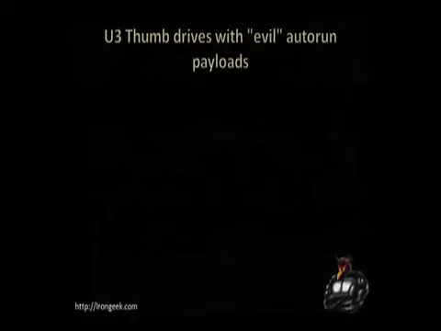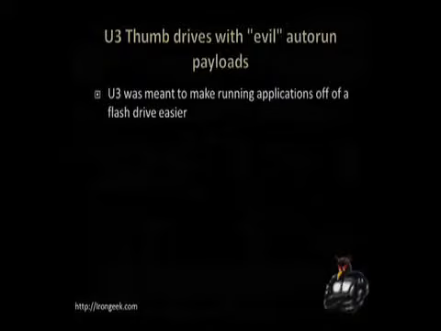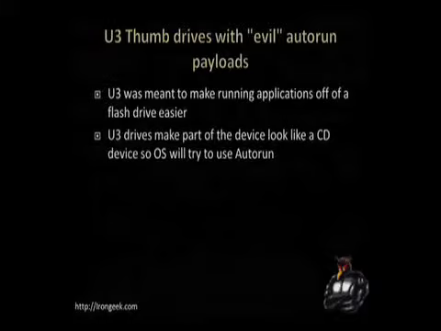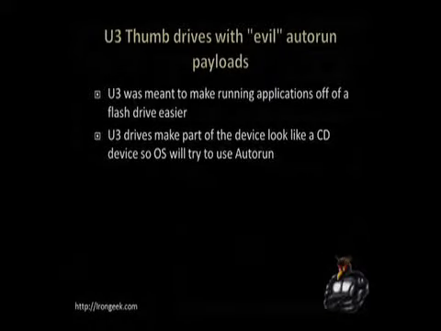Okay, the next category is in many ways just like the first. Basically, U3 thumb drives with evil auto-run payloads. U3 thumb drives were meant to be an easier way for people to carry around applications with them. Essentially the way they work is you have a partition on them that looks like a CD-ROM. You can actually write an ISO to it. I think U3 Tools is a good open source utility for manipulating these kinds of things in both Linux and Windows.